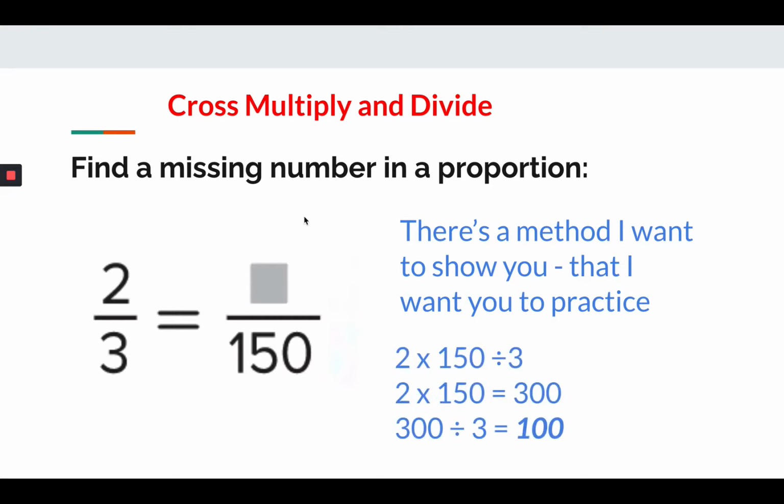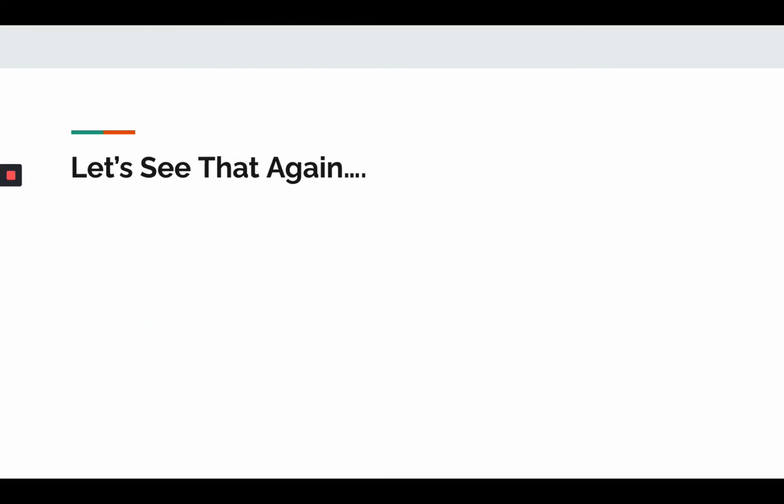You cross-multiply the two numbers you have across from each other, so 2 times 150, and then you divide by the other number. So 2 times 150 divided by 3. 2 times 150 is 300. 300 divided by 3 is 100. Let's see that again and practice a little bit.